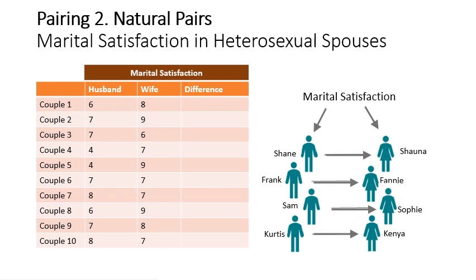The second pairing we described are natural pairs, and in this example, the natural pairs are husband and wife. And you can see that these aren't the same individuals anymore. We have Shane married to Shauna, Frank married to Fanny, Sam married to Sophie, Curtis married to Kenya. And so we have 10 couples. We only have 4 couples listed here, but we have 10 couples in our sample, and we have a score for the husband and a score for the wife. So we don't have 2 scores per individual, so these we're considering as a pair.